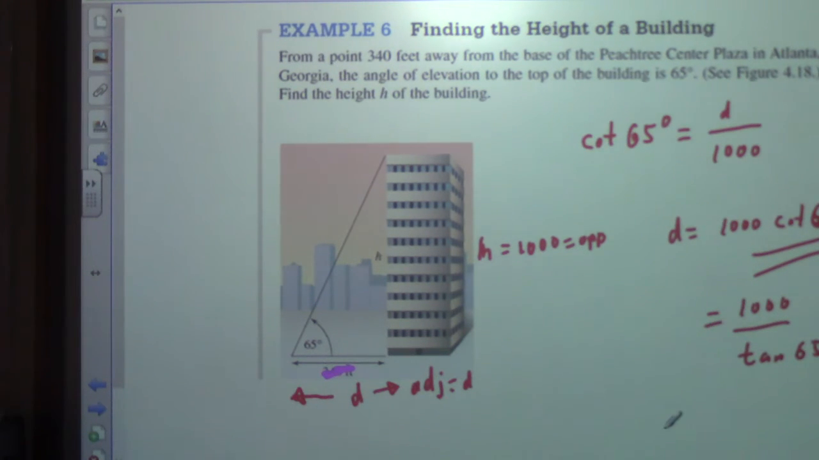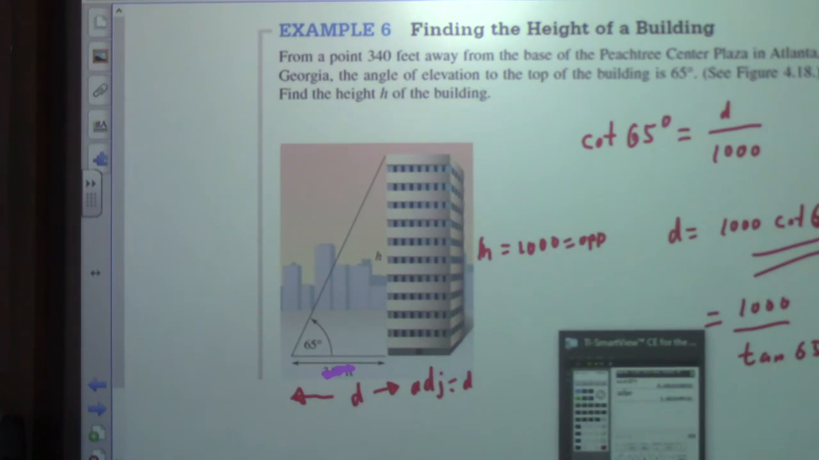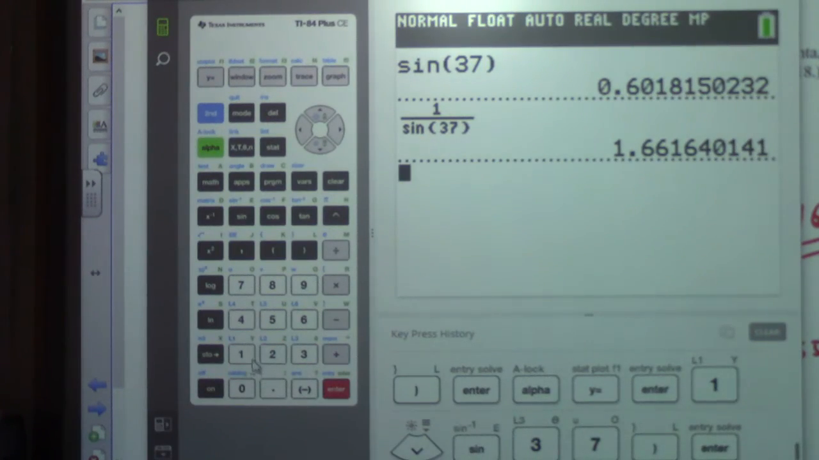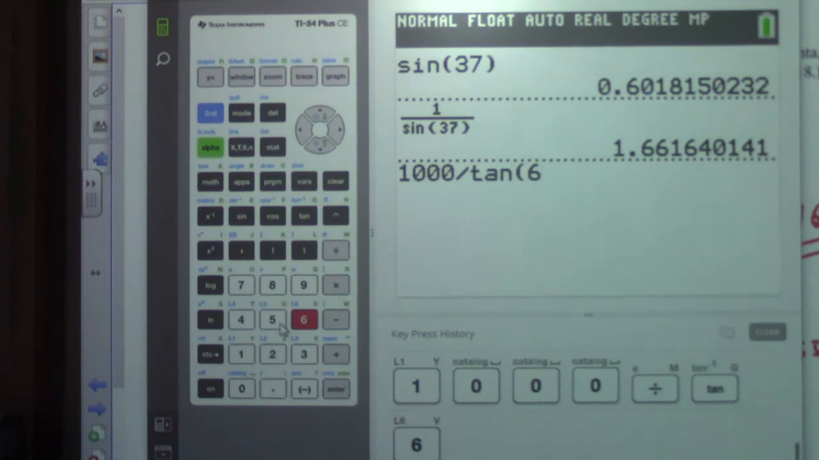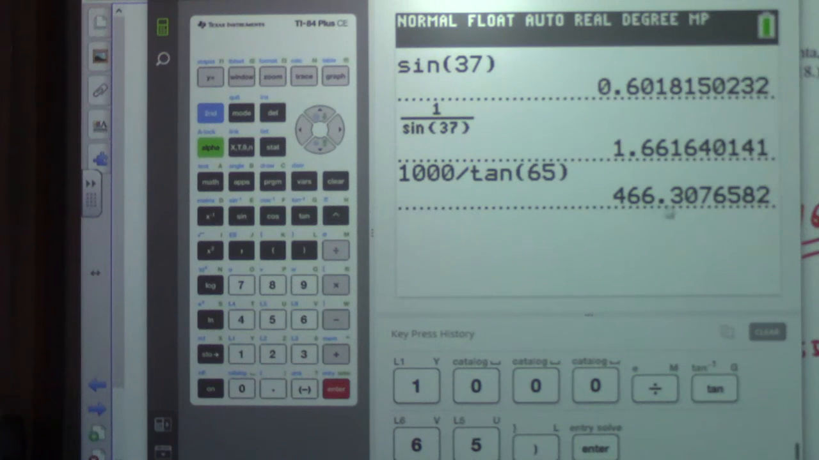Yeah, understood. So to find out what that is, we can just go to the calculator. We can put 1,000 over tangent 65 degrees, which is the same as times the, so that's going to be that horizontal distance. Okay?